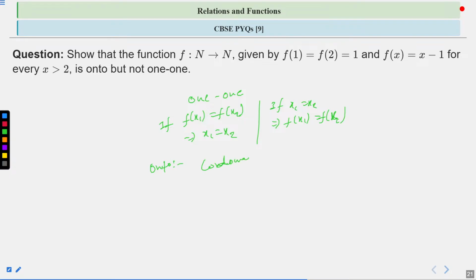Codomain should be equal to range, right? Clear? Codomain is equal to range. So by using these two conditions, we can say whether the function is 1-1 onto, 1-1 into, many-one onto or many-one into. Clear? So in this way you can try to think about this question. You have 10 seconds to solve or think about this question. After that we will discuss the solution part.